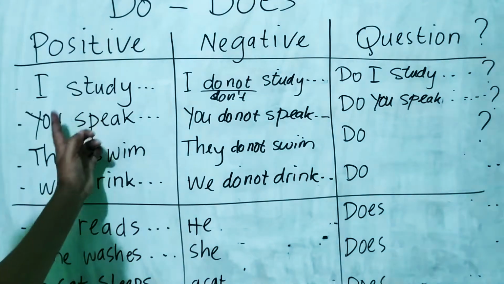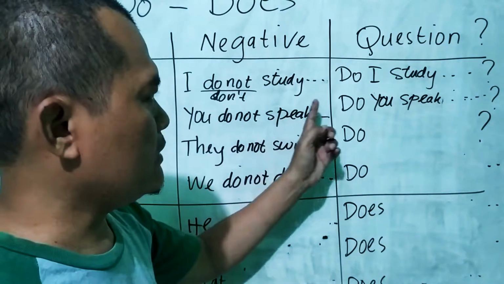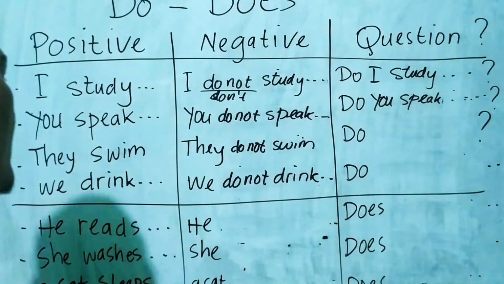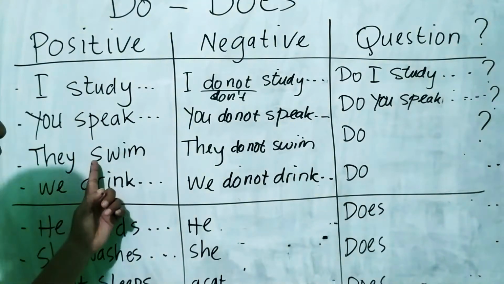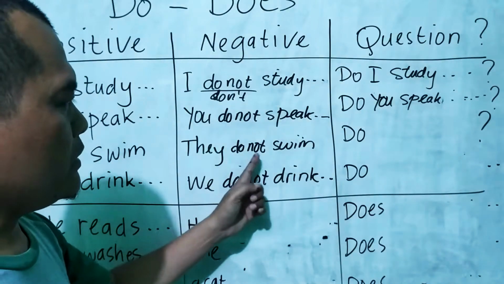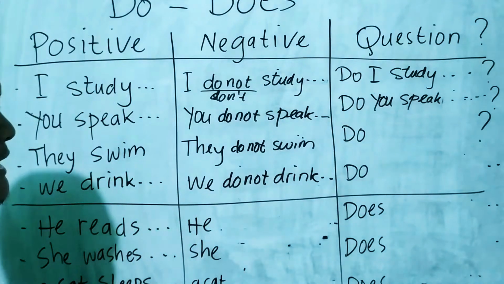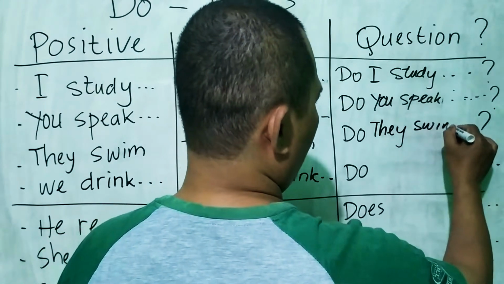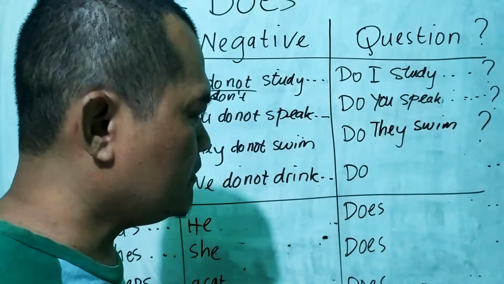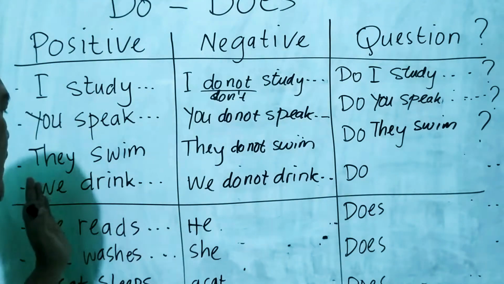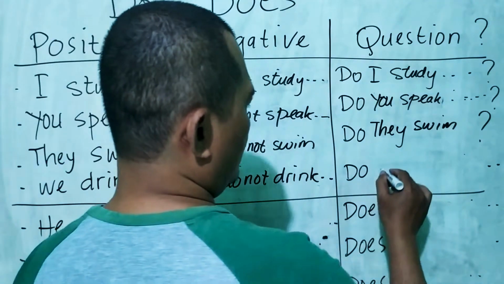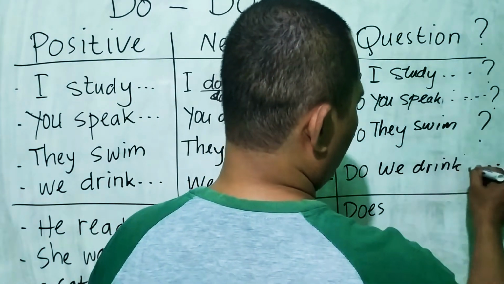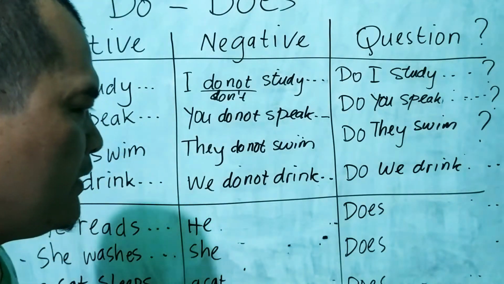So the positive is you speak, negative you don't speak. In interrogative or question, do you speak English? And they swim. Positive, in negative they do not swim. Easy in question. Just put they after do, and then the verb swim. Do they swim? And number 4, we drink. We do not drink. And question, do we drink? Do we drink coffee? Do we drink juice? And so on.